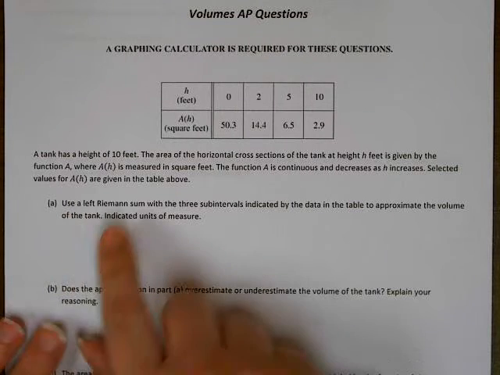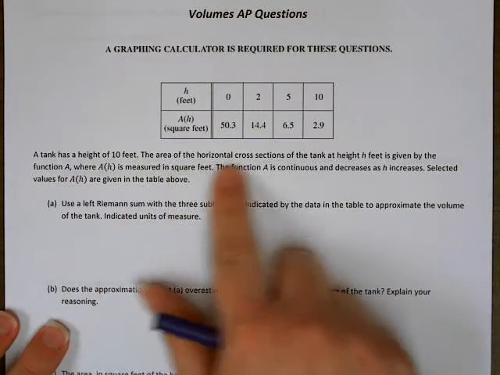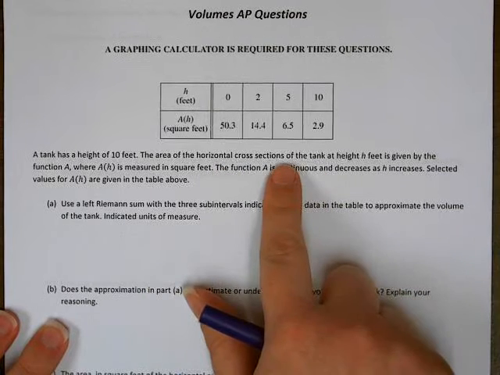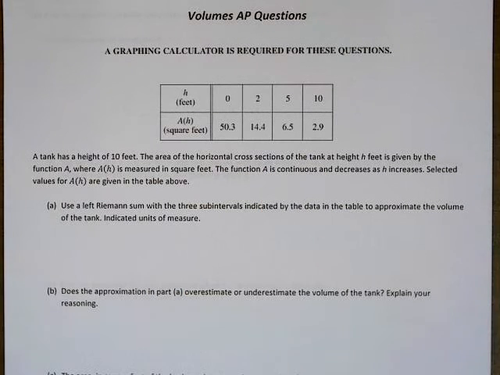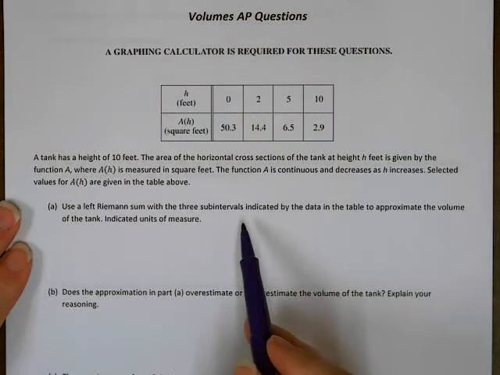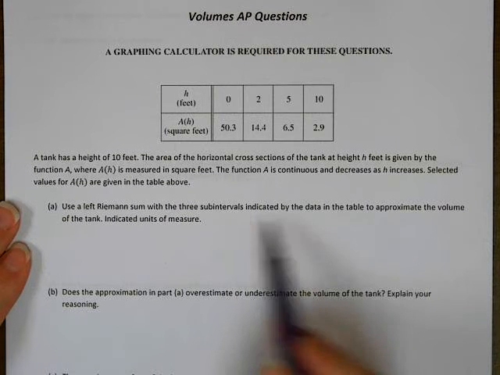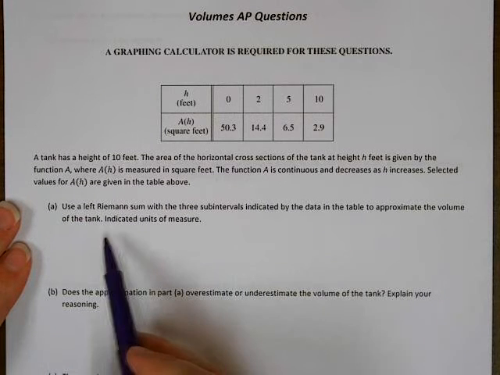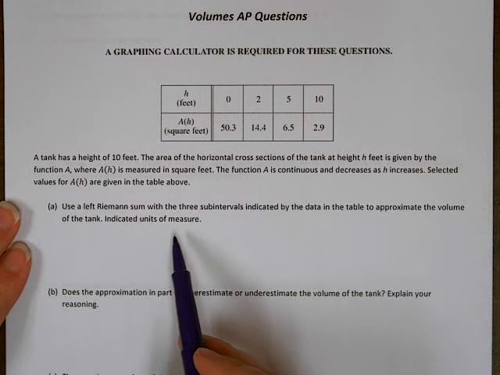So what we're looking at here then is they already gave us the areas of the cross sections, which is kind of nice. A is continuous and decreases as h increases, so that's going to be important. Selected values of A of h are in the given table. All right, so use a left Riemann sum with 3 subintervals to approximate the volume of the tank. Indicate the units of measure.